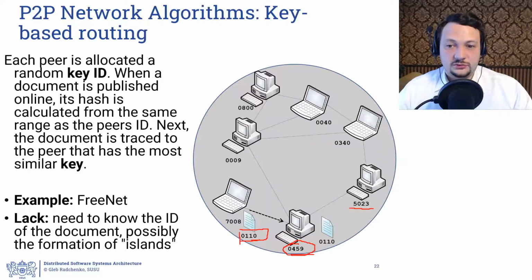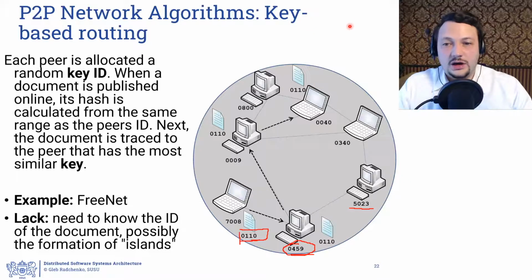Second stage, we compare this identifier of the resource with the neighbors of this machine, 5053 and 0009. So we compare and we see that this identifier is closer to this resource. So we copy a link to this machine. Bam.